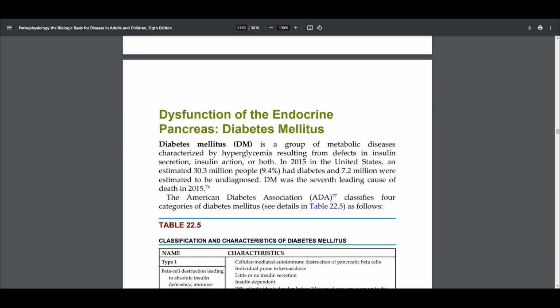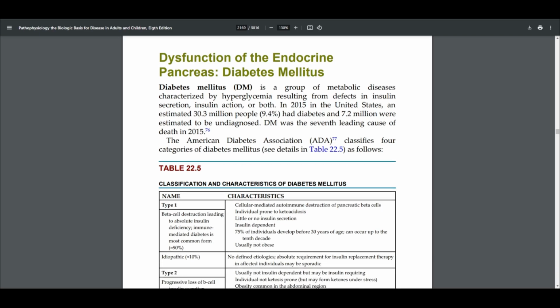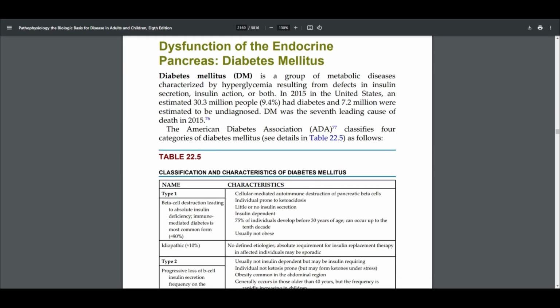So, dysfunction of the endocrine pancreas: classic diabetes, type 1 and type 2. Diabetes is a group of metabolic diseases characterized by hyperglycemia resulting from defects in insulin secretion, insulin action, or a combination of both. In 2015 in the US, an estimated 30 million people had diabetes and 7 million were estimated to be undiagnosed. Diabetes is the seventh leading cause of death. The American Diabetes Association classifies four categories of diabetes.